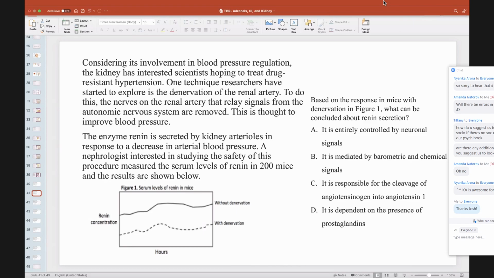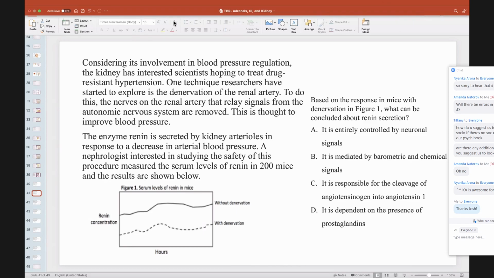So a nephrologist, a guy who studies the kidneys, is interested in studying the safety of this procedure and measures the serum levels of renin in 200 mice. The results are shown below. Serum levels are in a blood test, a lab test. You took out the blood and we measured the renin levels in the serum, in the blood.